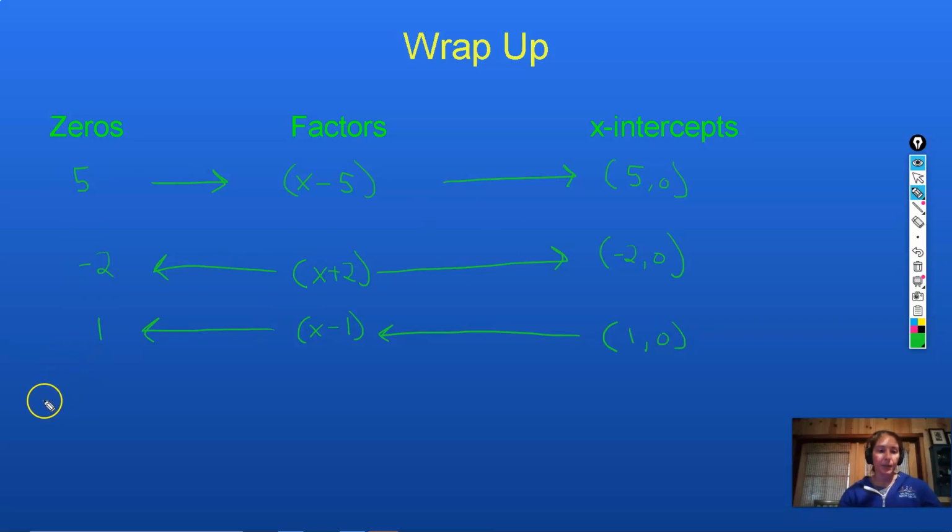So for our last example, what if your zeros are 3 and 5? Well, that would mean that my factors are x minus 3 and x minus 5, which would mean that my x-intercepts are at 3, 0 and 5, 0. Okay? So just so you see, all of these things are related, and there's many, many different ways to find zeros. You can graph it, you can factor it, okay? And those are the main two that we're going to be working with right now.